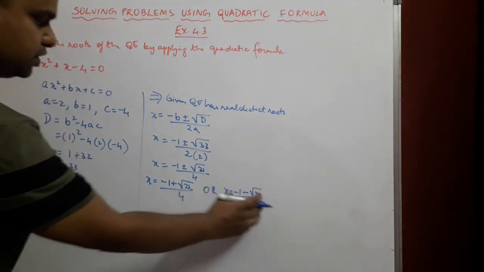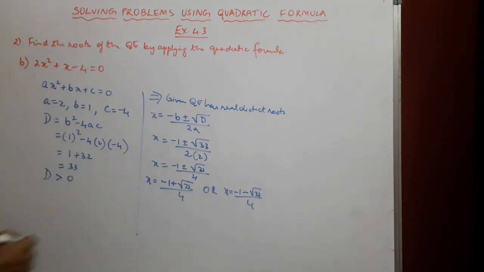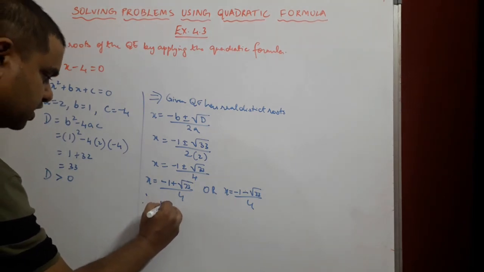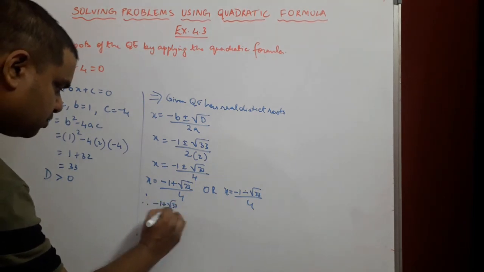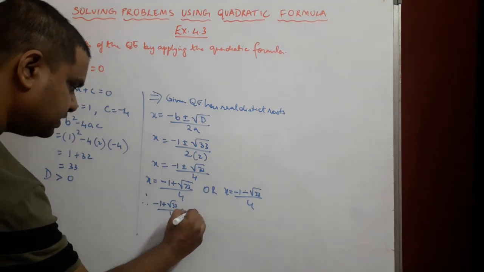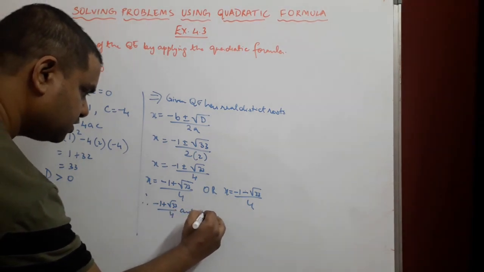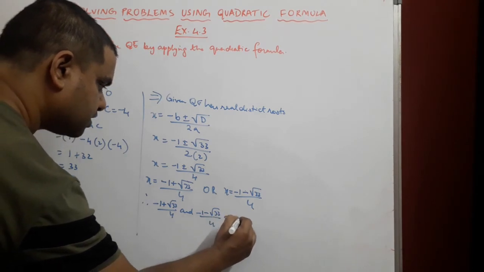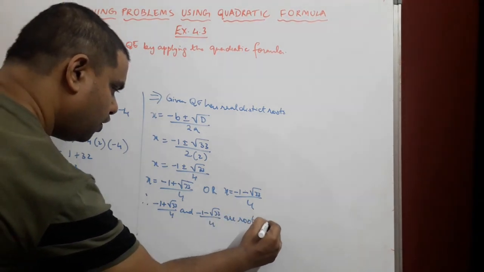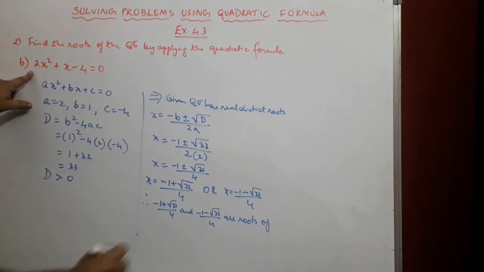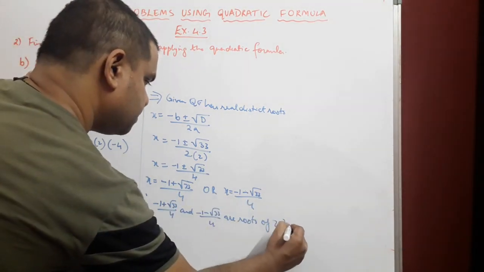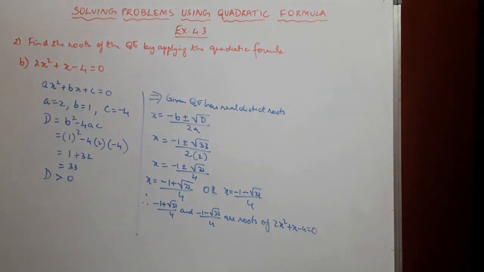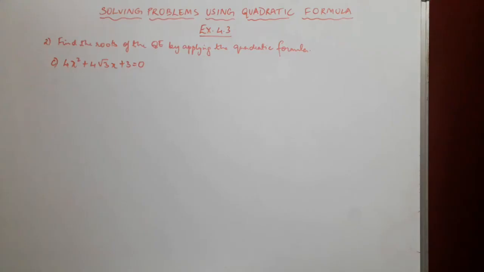So it has got two distinct roots, and therefore we can conclude that minus 1 plus square root 33 upon 4 and minus 1 minus square root 33 upon 4 are roots of the quadratic equation 2x square plus x minus 4 equal to 0. That solves our second problem.